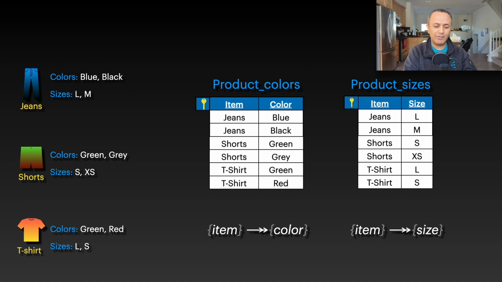Now, going back to our example, if we want to add another available color for t-shirts, white, all we have to do here is add one row to the item and color table. So t-shirt, white, we don't need to worry about the sizes. We don't need to worry about how many rows we want to add. Just one row from t-shirt to white, and that's it. So this is what fourth normal form looks like.